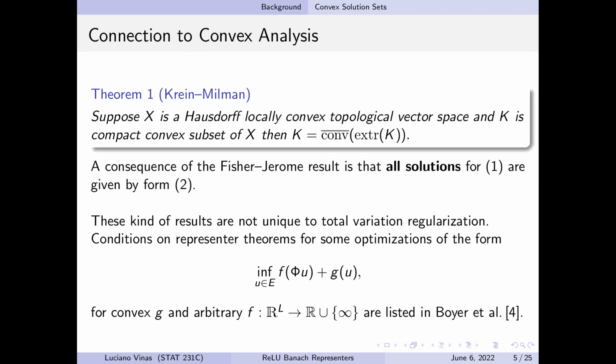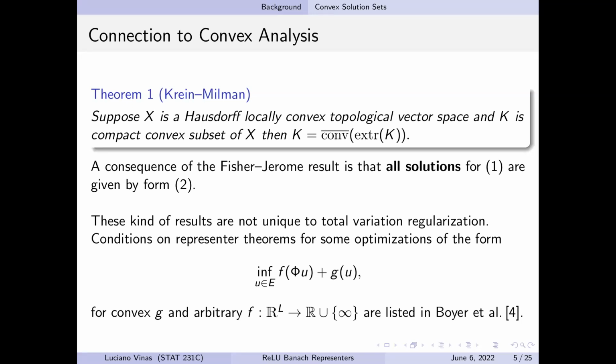And a nice connection is that Fisher and Jerome gave a result for the extreme points of the solution, right? But there's a nice consequence from the Krein-Milman theorem: if your topological vector space X is nice enough, there are a lot of definitions here, but you can imagine you're just working with a nice vector space, and you have a compact convex subset of X, then this convex subset is exactly the closed convex hull of the extreme points of that convex subset. So when we had those extreme points before in this sum format, what we're saying here is that the solution set of the total variation regularization problem is known to be compact and convex.